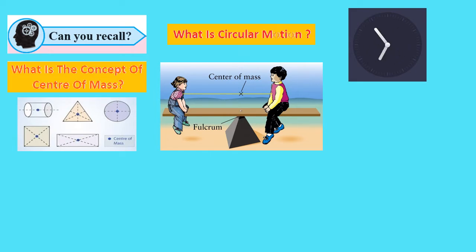You must have played on a seesaw. As you can see, there are two people, one boy and one girl, sitting on the seesaw. Both have different masses, but at the fulcrum, the plank is balanced. So that point is known as the center of mass, because at this point the distribution of mass is equal in all directions and does not depend on gravity, and that is why it is balanced.